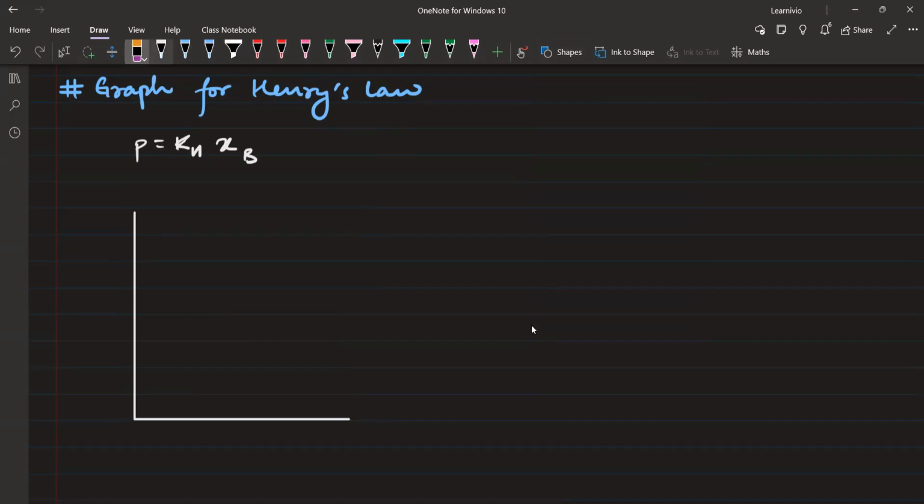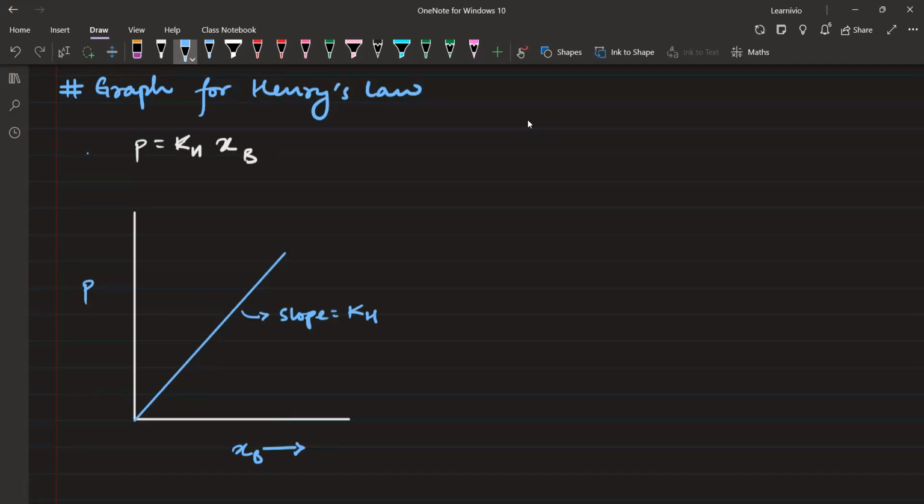The slope will be positive because KH cannot be negative for any gas. KH ki value hamesha positive hi rahegi, that is why you will get something like this, theek hai. Now in the y axis we will have P and on the x axis you have chi B. So here you are having the pressure, here you are having the chi B, so as chi B is increasing the pressure is also increasing. The only thing that you need to know is that m, or we call it slope, is equal to KH.